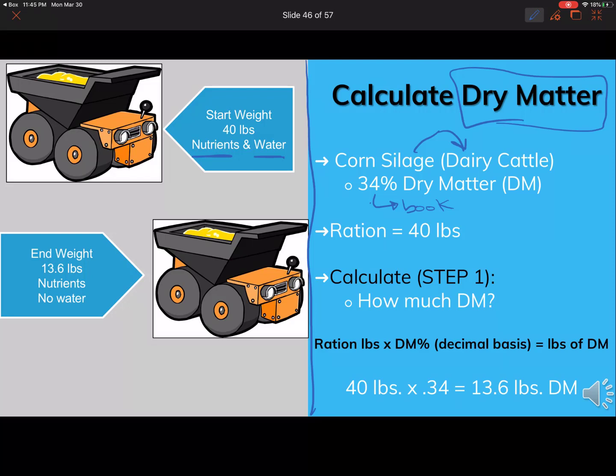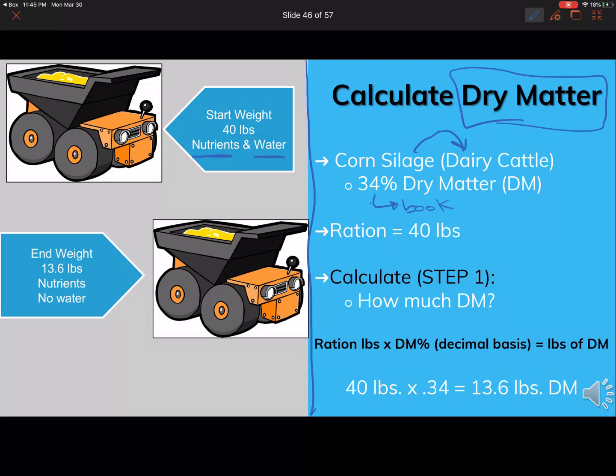It would have said this type of corn silage at this type of year would be this amount, so it's already pre-done for us, which is very helpful. It's just sometimes hard to find that data in a book. So back to my example, corn silage and dairy cattle, 34% dry matter. What I'm saying is I know how much dry matter should be in the corn silage.